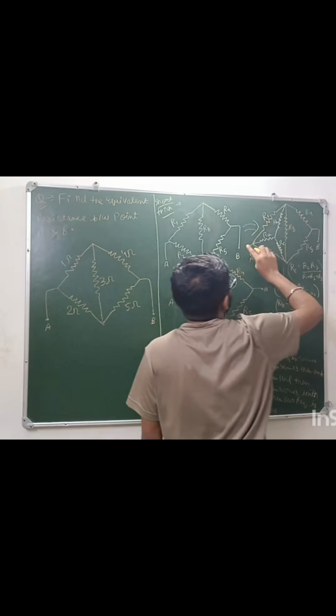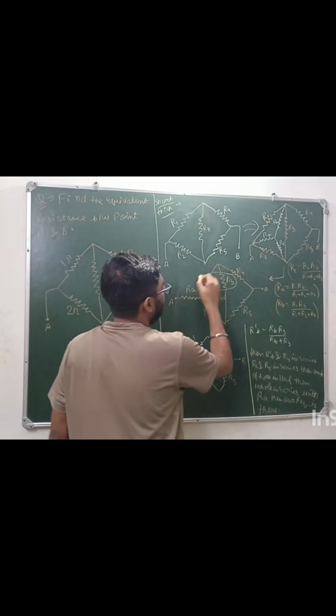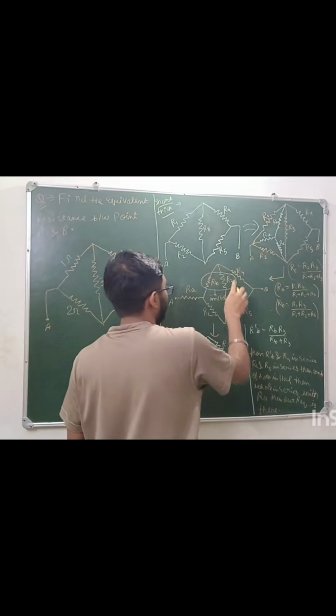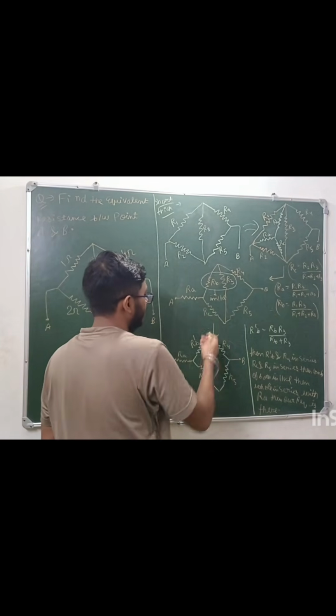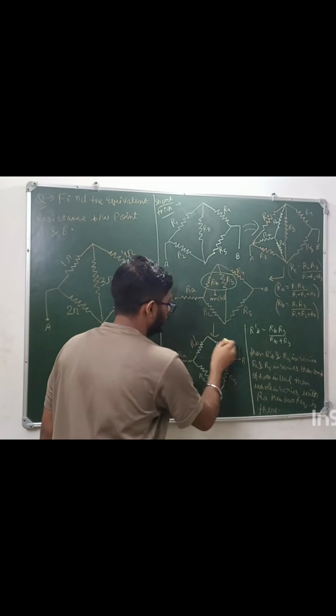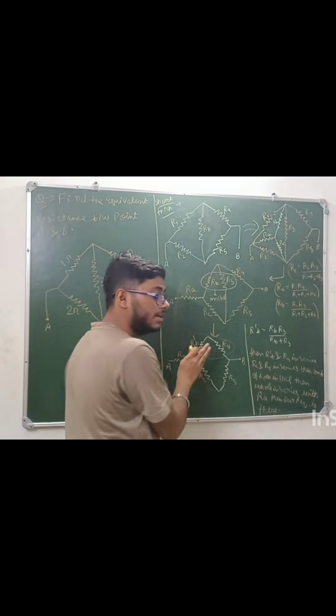If you remove these resistances, your circuit will look like this. Now these two are in parallel, so let us assume their equivalent is Rb dash, and Rb dash will be Rb R3 upon Rb plus R3. Then your circuit will look like this. Then these two are in series, and these two are in series, and then both resultants will be in parallel.